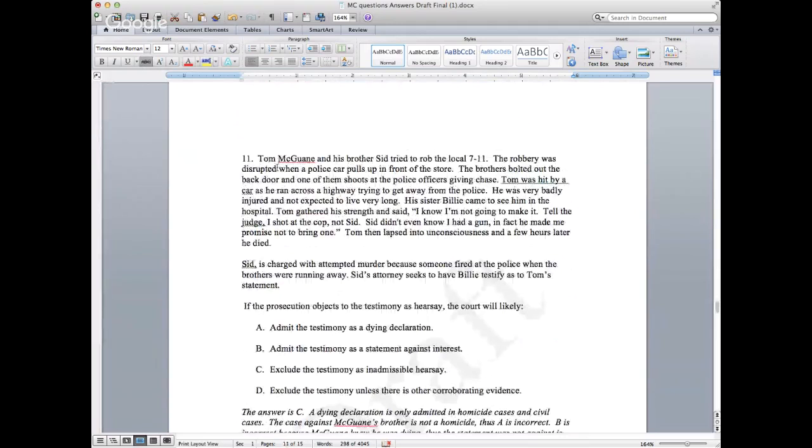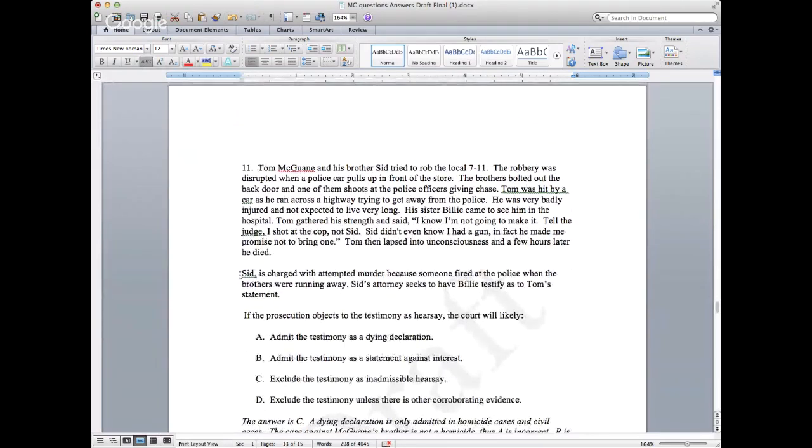Let's go over 11. Here, Sid is charged with attempted murder because someone fired at the police when the brothers were running away. Sid's attorney seeks to have Billy testify as to Tom's statement. If the prosecution objects to the testimony as hearsay, the court will most likely... So we have attempted murder and Billy's testimony, and the prosecution is objecting to hearsay. So we have a criminal trial.